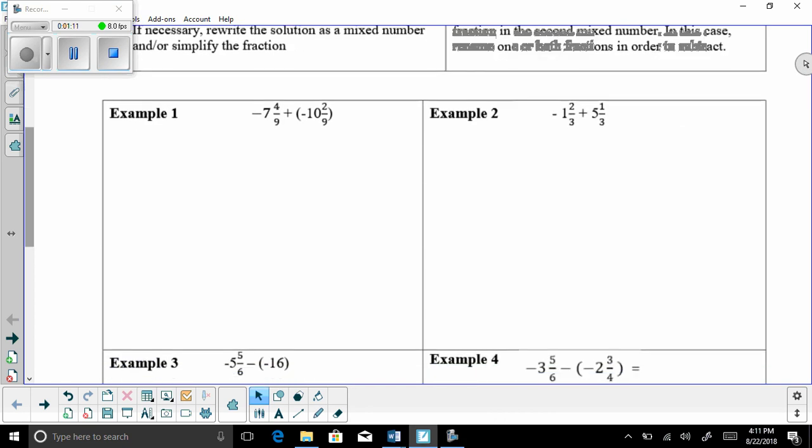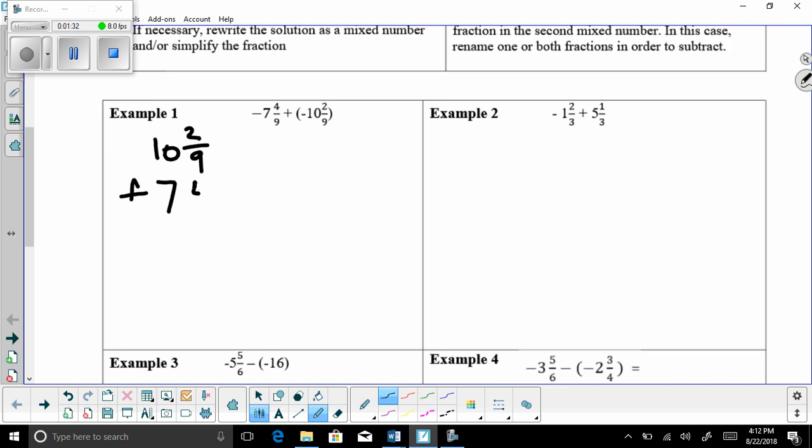In example one, I have -7 4/9 plus -10 2/9. I want you to write the larger number on top. So I know that I am going to add because the signs are the same. I didn't have to rewrite this problem because it was already addition. So I have 10 2/9, and I'm adding 7 4/9.